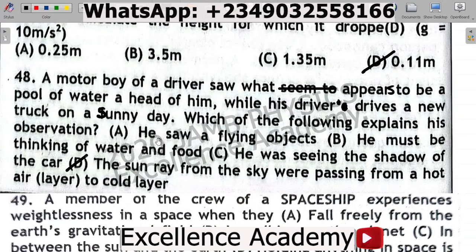For this question, you want to note that the appearance of a pool of water on the road surface is called mirage. This concept here is known as mirage.